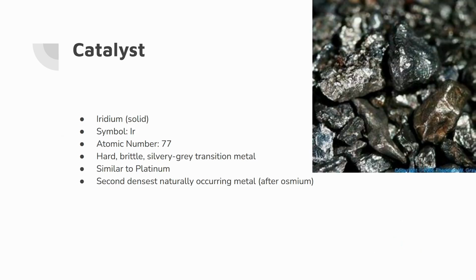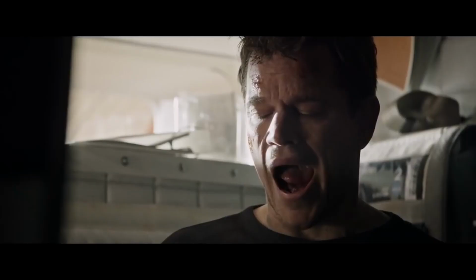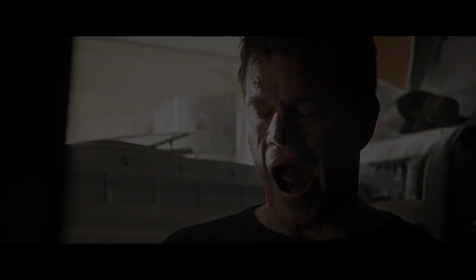The catalyst used in this case is iridium, the solid, which is a hard, brittle, silvery gray metal in the transition metals group. And in the following clip, you'll see in a bit that it is in many small pieces. And I think this is to create more surface area, which allows for more collisions of ions and atoms, and thus a higher rate of reaction. Now that we're more familiar with the chemistry, onto the first part of the clip.